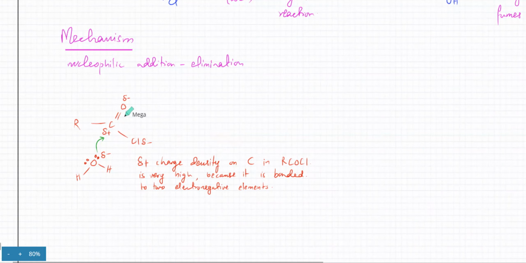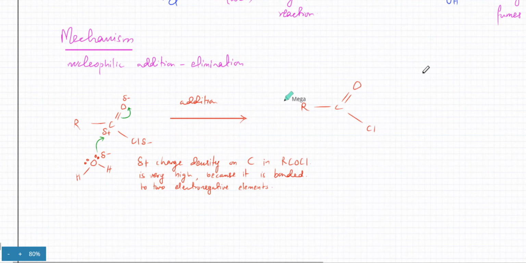And as the water molecule approaches, the electrons in the double bond, especially the pi electron cloud, start getting repelled. So that's the first step. What's going to be formed is an intermediate, and the first part is called addition. Water is going to get added. So you have R and C with a double bond to O, and a Cl, right?